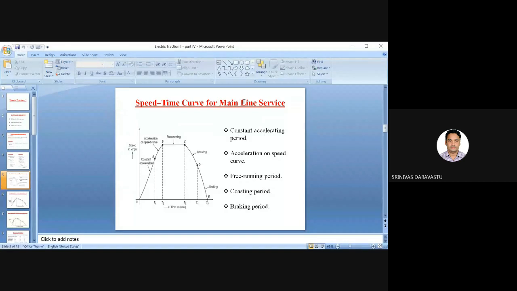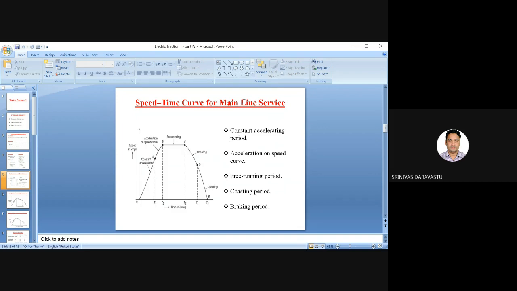Okay, next one is the speed time curves for train movement. Generally the momentum of trains and their energy consumption can be conveniently studied by means of speed time and speed distance curves. The name itself indicates it gives the speed of the train at various times after the start of the run, and later gives the speed at various distances from the starting point.